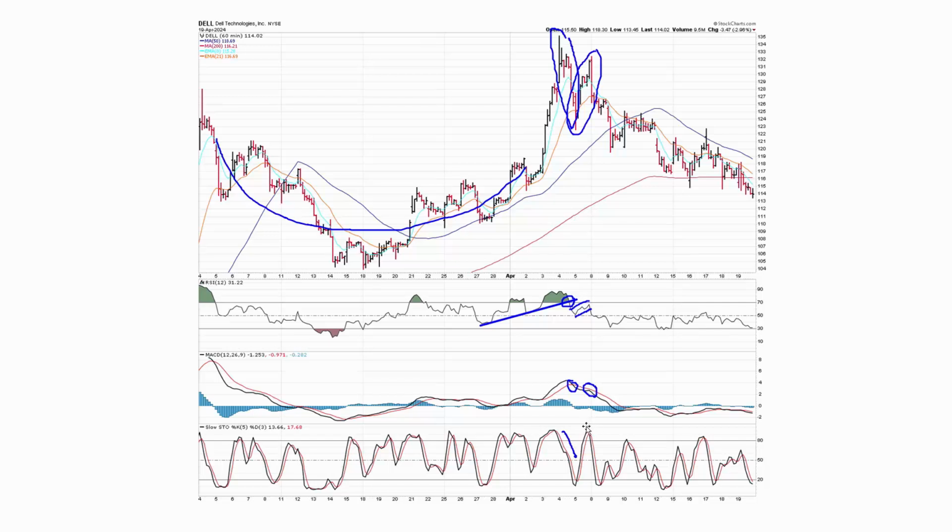MACD kisses here, stochastic crosses here. Okay, so everything lines up. We got a kiss over here, we got a cross here, RSI breaks down from an RSI, and you can see Dell continues down. So if you're wondering, is Dell gonna move up, flag, and then move up again? The indicators are basically rejecting that kind of a scenario. The indicators are telling us the stock is not going to go that high.